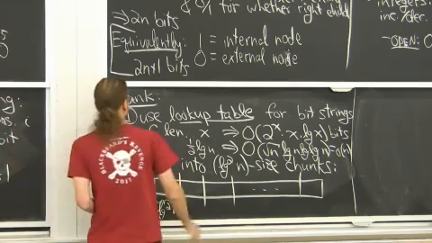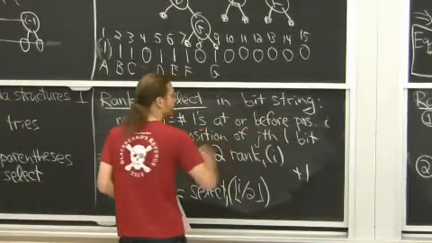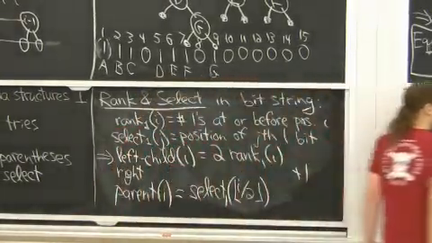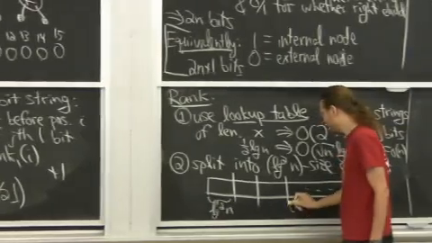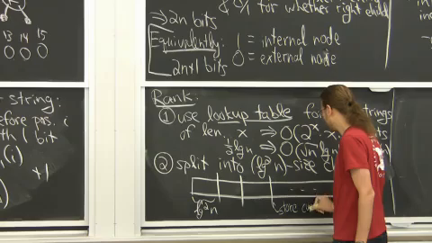And the idea is, right now we're trying to just do rank. Okay, so rank, number of ones at or before a given position. So what I'm going to do is at each of these vertical bars, I'm going to store the cumulative rank so far.